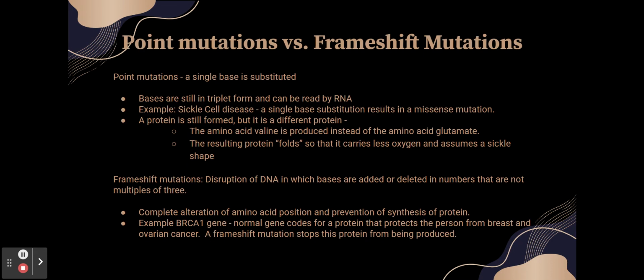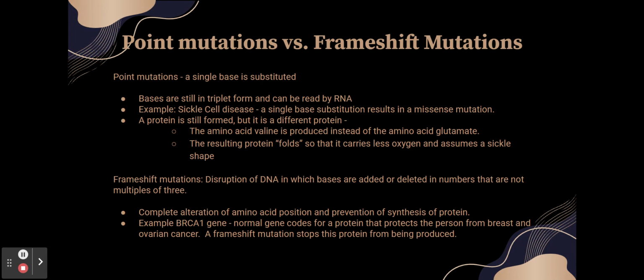So, point mutation, single base is substituted. I know it's a little repetitive, but it doesn't hurt. The bases are still in triplet form. Remember, they get read in like triplets. There's like 3 bases, and the RNA picks it up. So it has to be in multiples of 3 to make a protein.